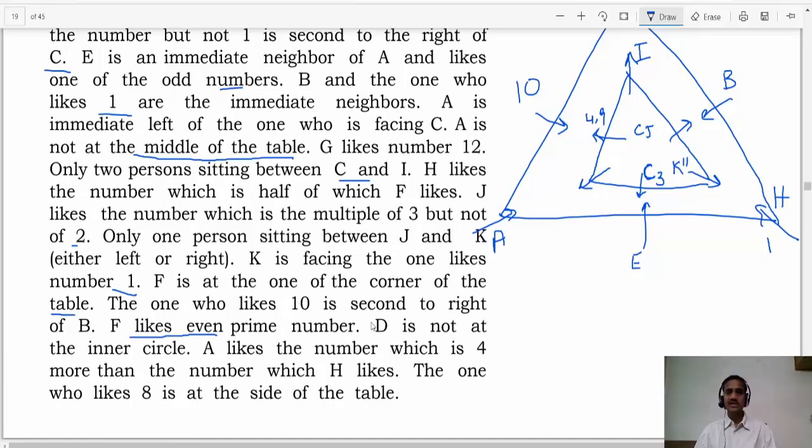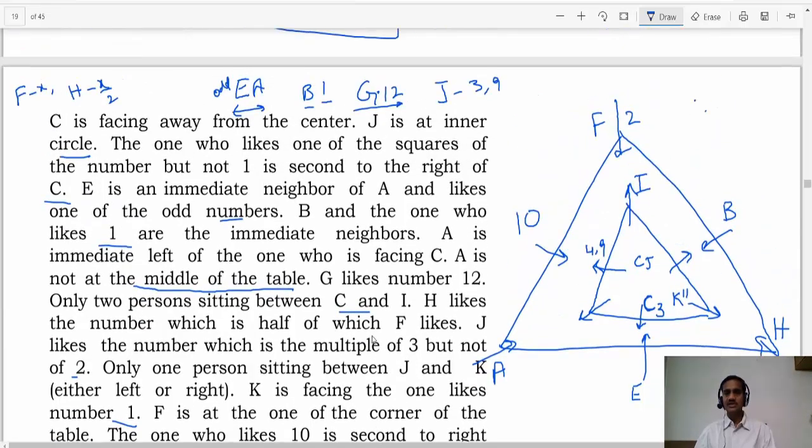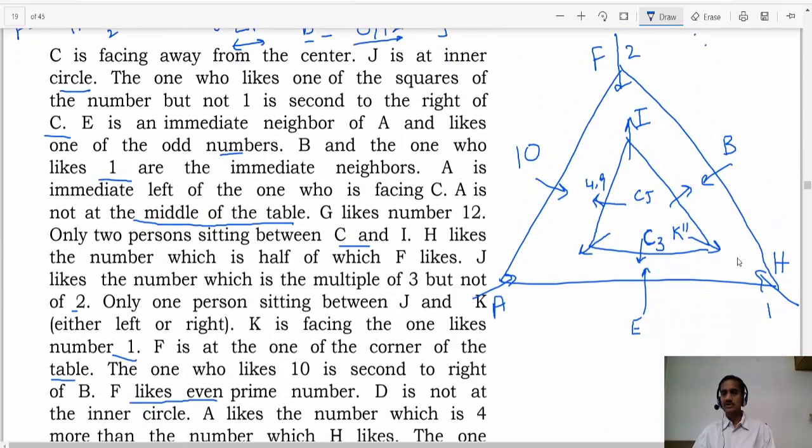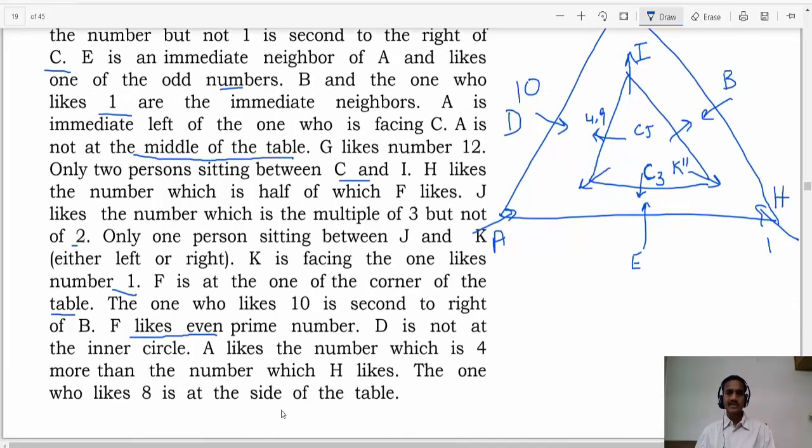And D is not in the inner circle. As D is not in the inner circle, D must be in the outer circle. Outer circle లో D ఉండాలి కాబట్టి ఇక్కడ D ఎక్కడ ఉండాలి చెప్పండి? D must be 10. And A likes the number which is 4 more than H. A value 4 more than H అంటే H 1 కాబట్టి A value 5. And 1 అయిపోయాడు 5 అయిపోయాడు.